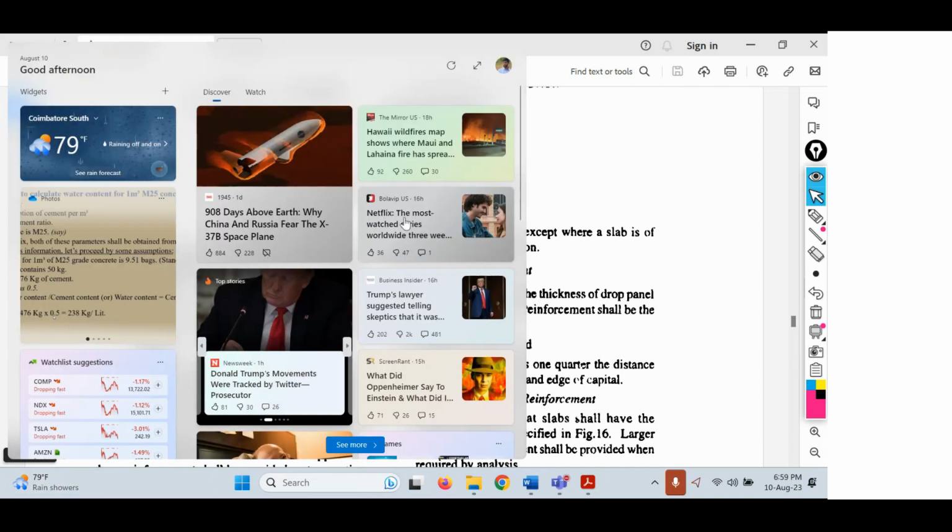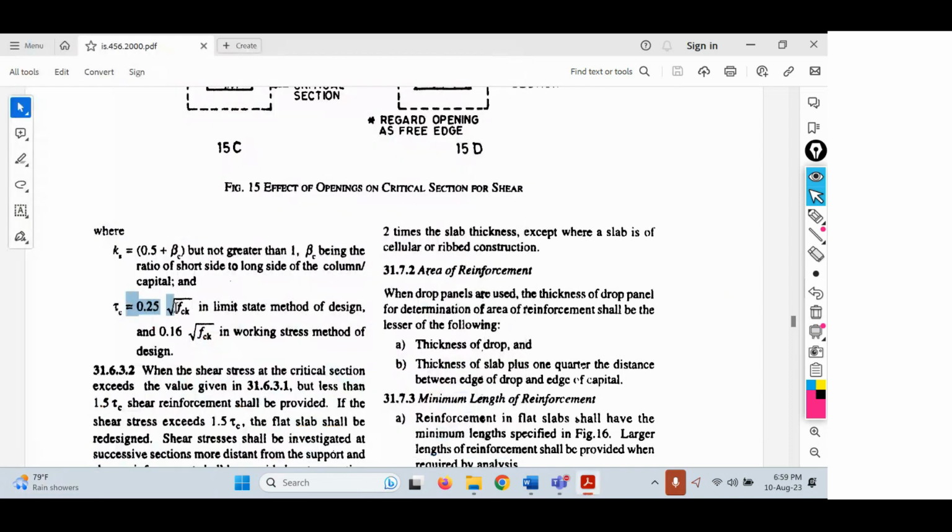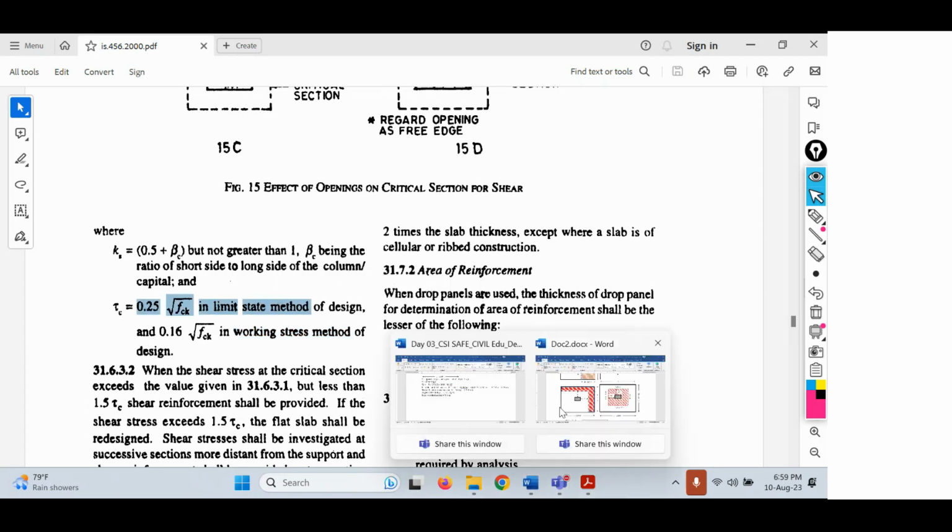And the value of tau c is taken as 0.25 times root fck in the limit state method, whereas in the working stress method it is 0.16 root fck. Whatever normal structures we design, we design in terms of limit state method. Only if you are constructing a dam, a reservoir or mass concrete structures do we go for working stress method. So currently we'll take the tau c value as 0.25 root fck. Let me write that.